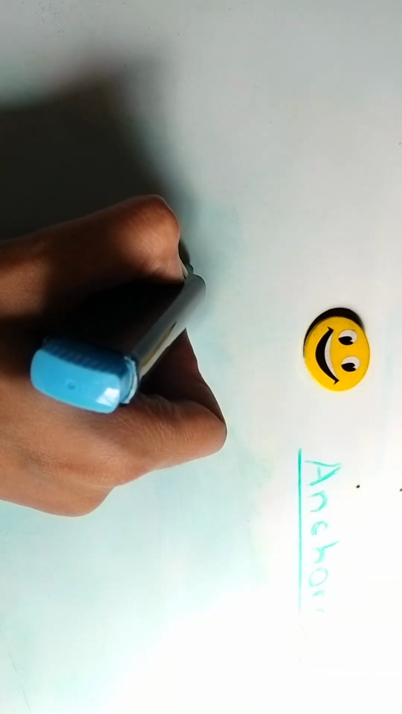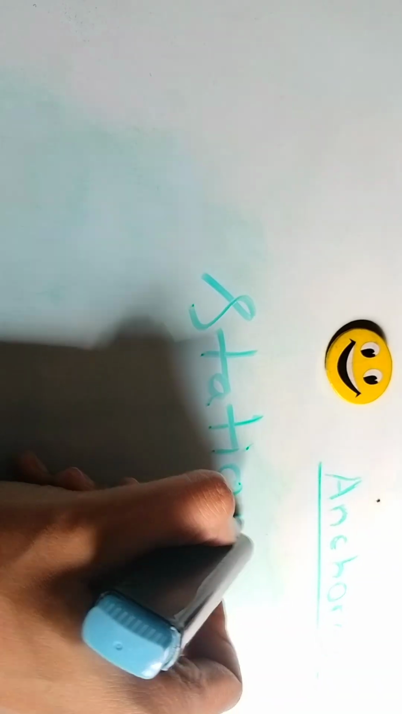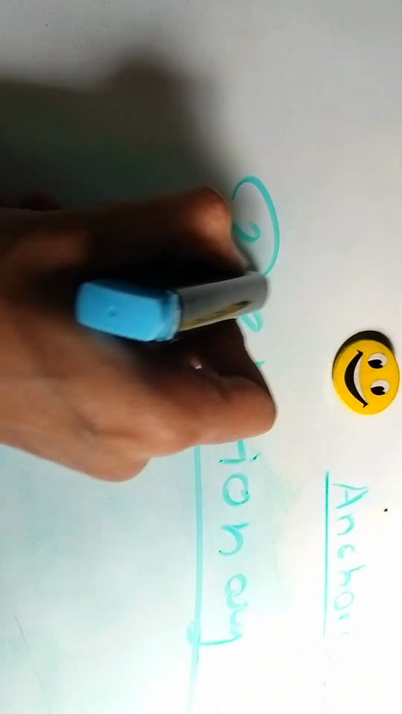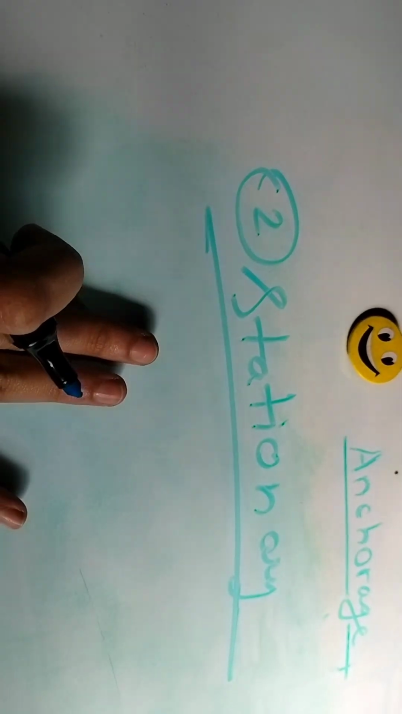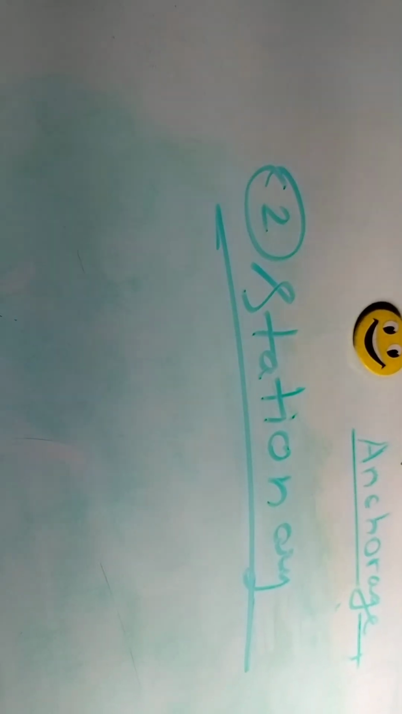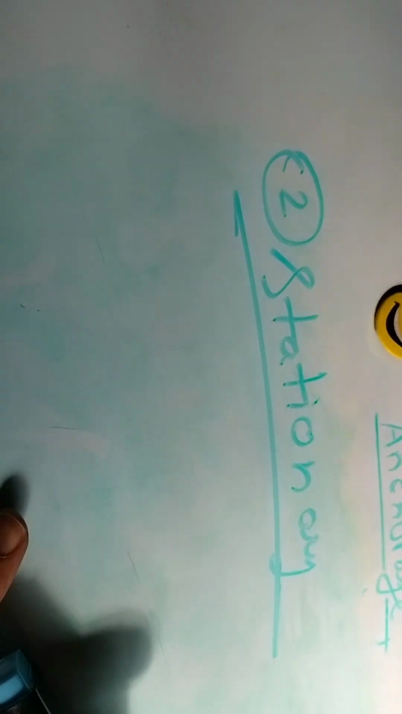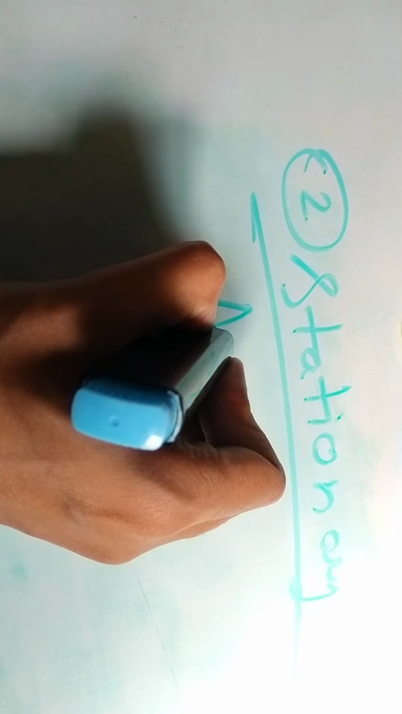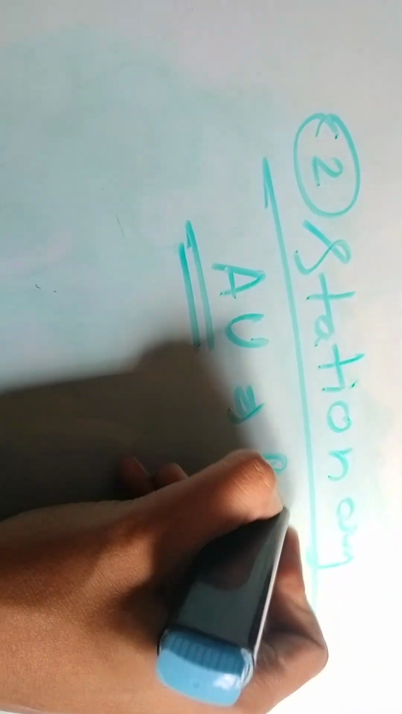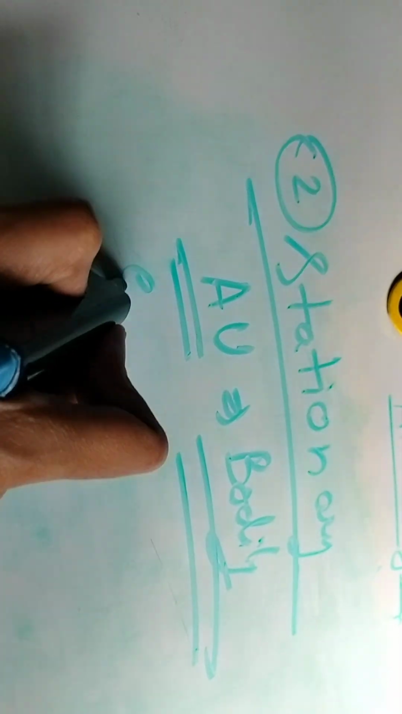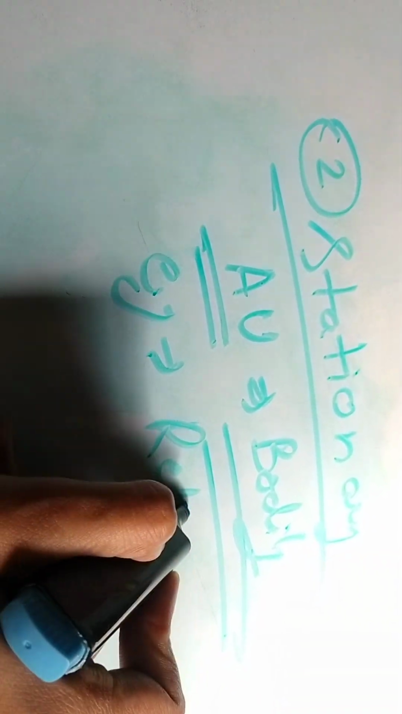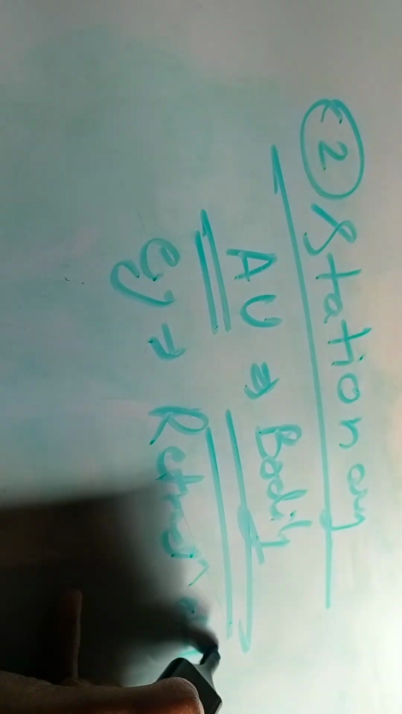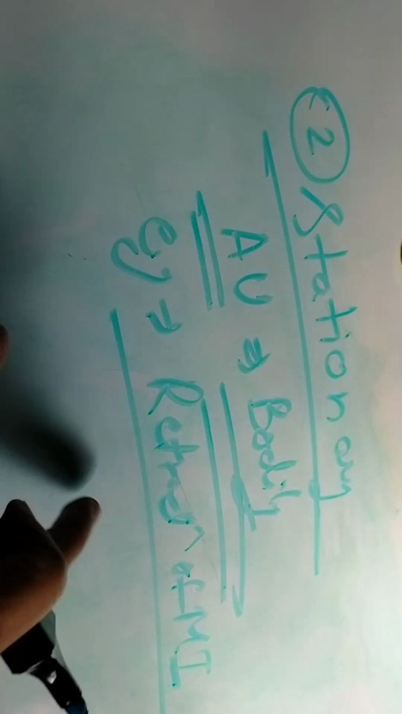Then what is the stationary anchorage? Stationary anchorage is where the anchorage unit is displaced bodily in the plane of space, so it is a stationary one. The example of this is the retraction of maxillary incisors, retraction of a maxillary incisor using the first molar. It is an example of a stationary one.